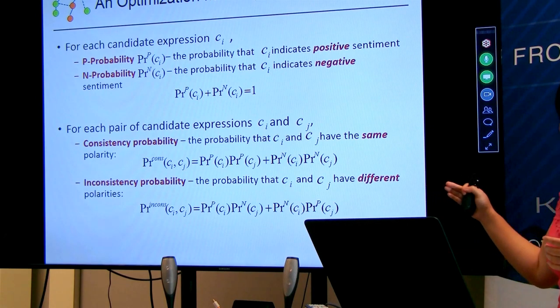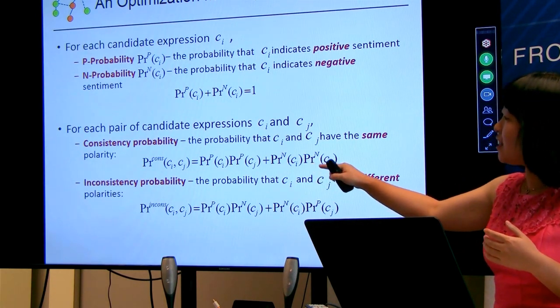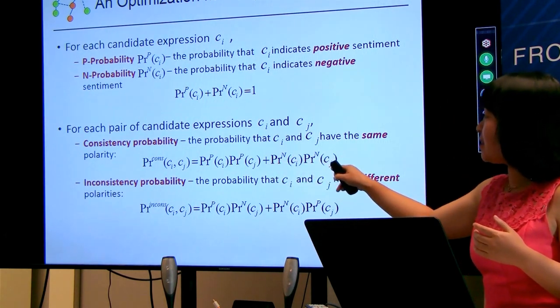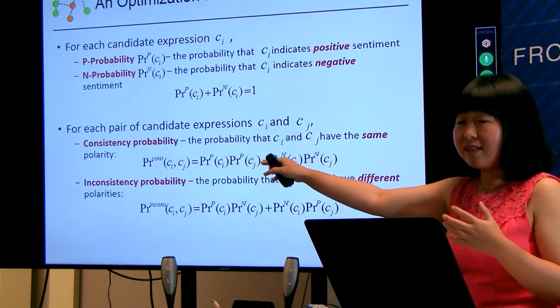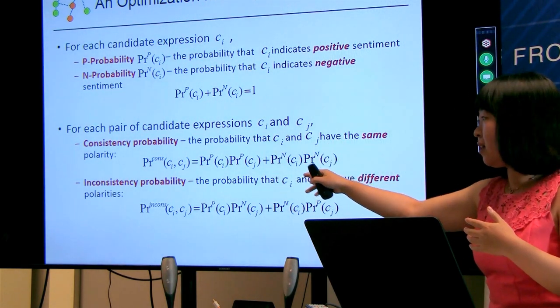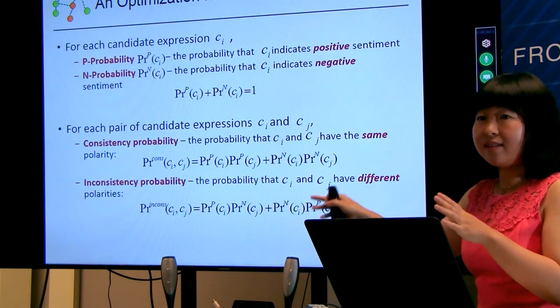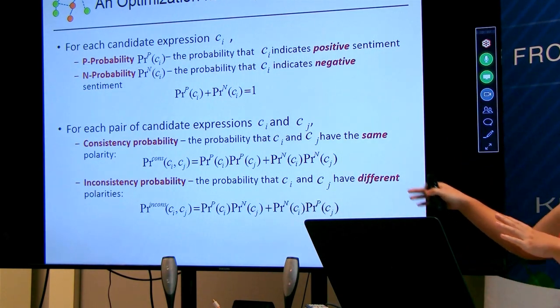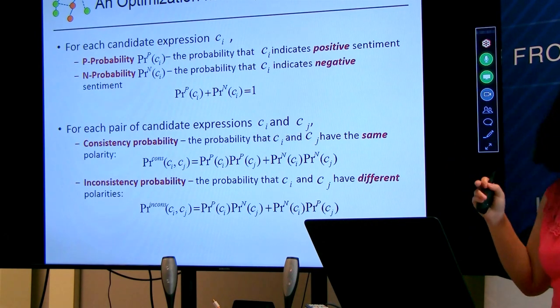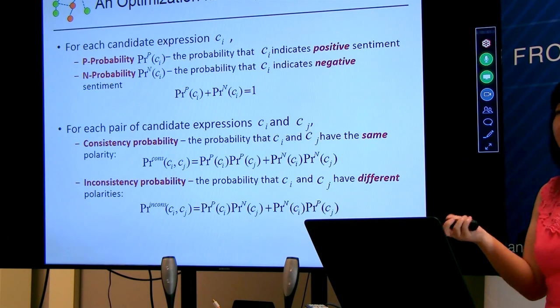inconsistency probability. Like, if both CI and CJ are positive, or both CI and CJ are negative, that is their consistency probability. If one is positive and the other one is negative, then that is their inconsistency probability. The sum of them is also 1. On a specific target? Yes.